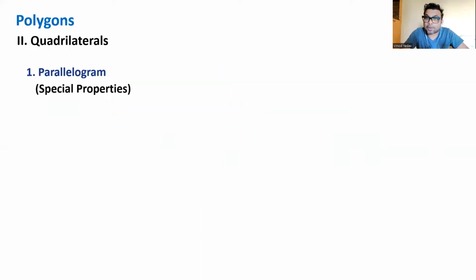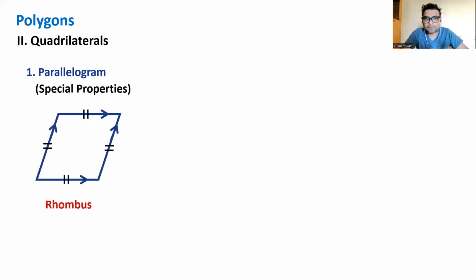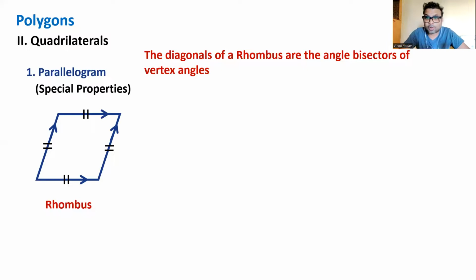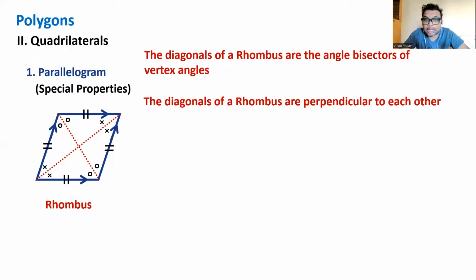All right. Now the special properties of a parallelogram. The first one, rhombus. You know, a parallelogram gets converted to a rhombus when all sides are equal. Opposite sides are equal already. So when any adjacent sides become equal, all four of them will become equal, isn't it? The diagonals of a rhombus are the angle bisectors at the vertices. And because of that, the diagonals of a rhombus are perpendicular to each other.